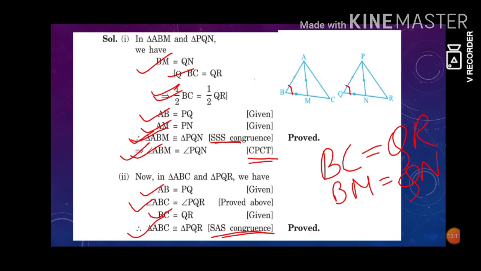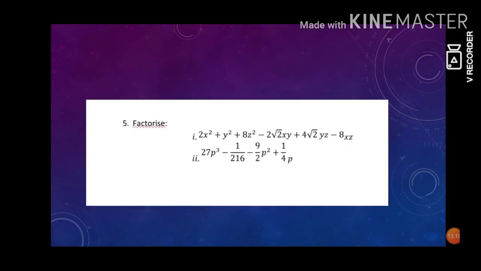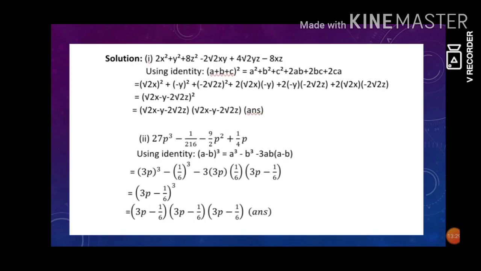So this is how we have proved congruency in sum number 4. Now sum number 5, factorization. We have two different kinds of factorizations, and in these we are going to use two different identities. So the first one is 2x square plus y square plus 8z square minus 2 root 2 xy plus 4 root 2 yz minus 8xz.